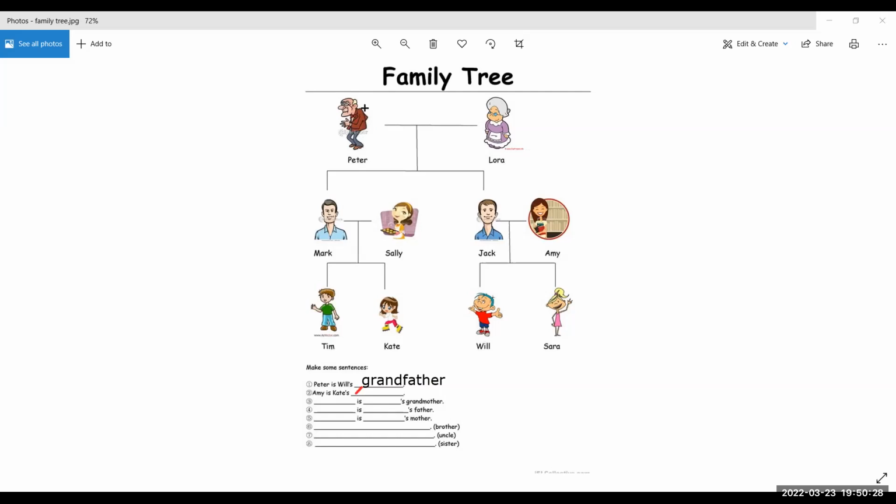Oh gosh, what is my thing doing? Okay, A-U-N-T. Okay, good. What is that? Okay, just ignore the slash. We know that Amy is Kate's aunt, right?